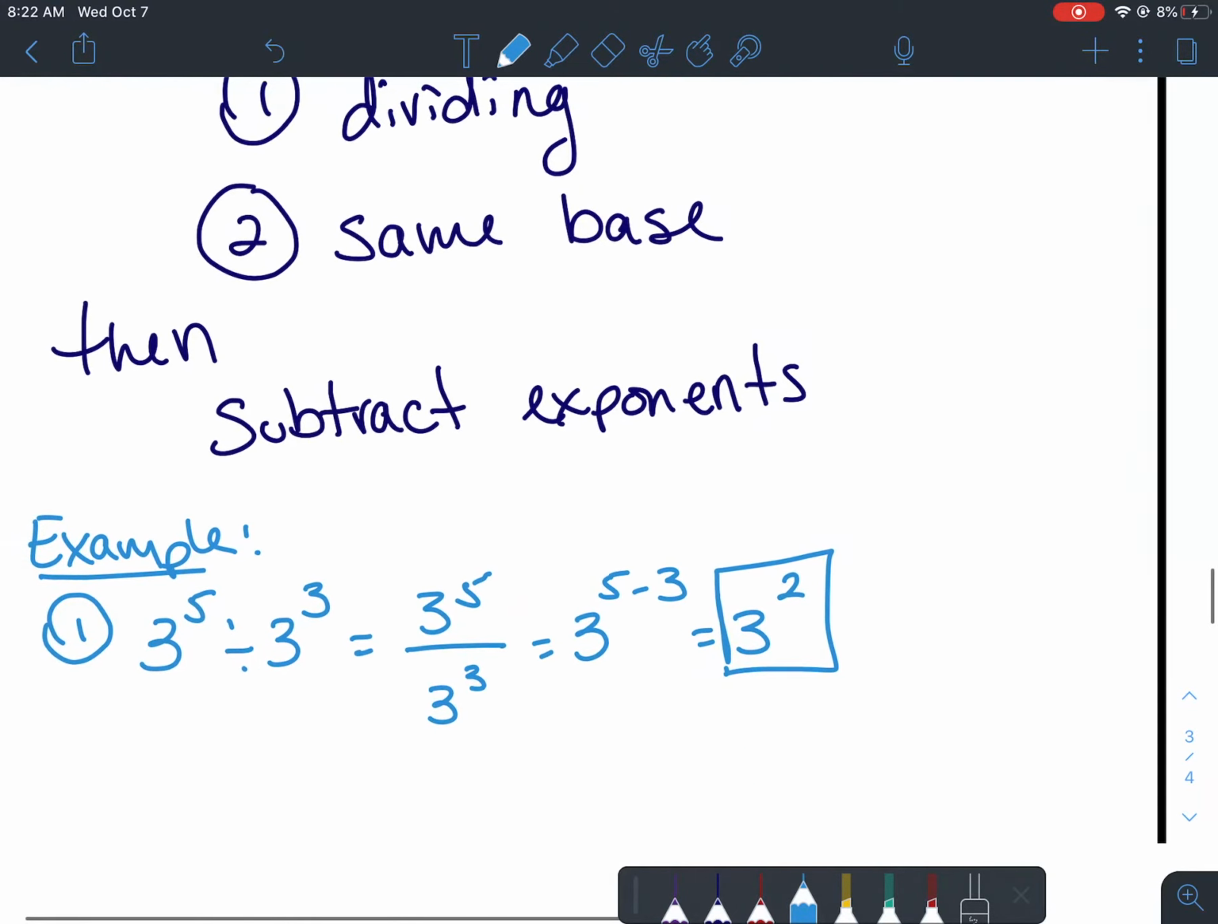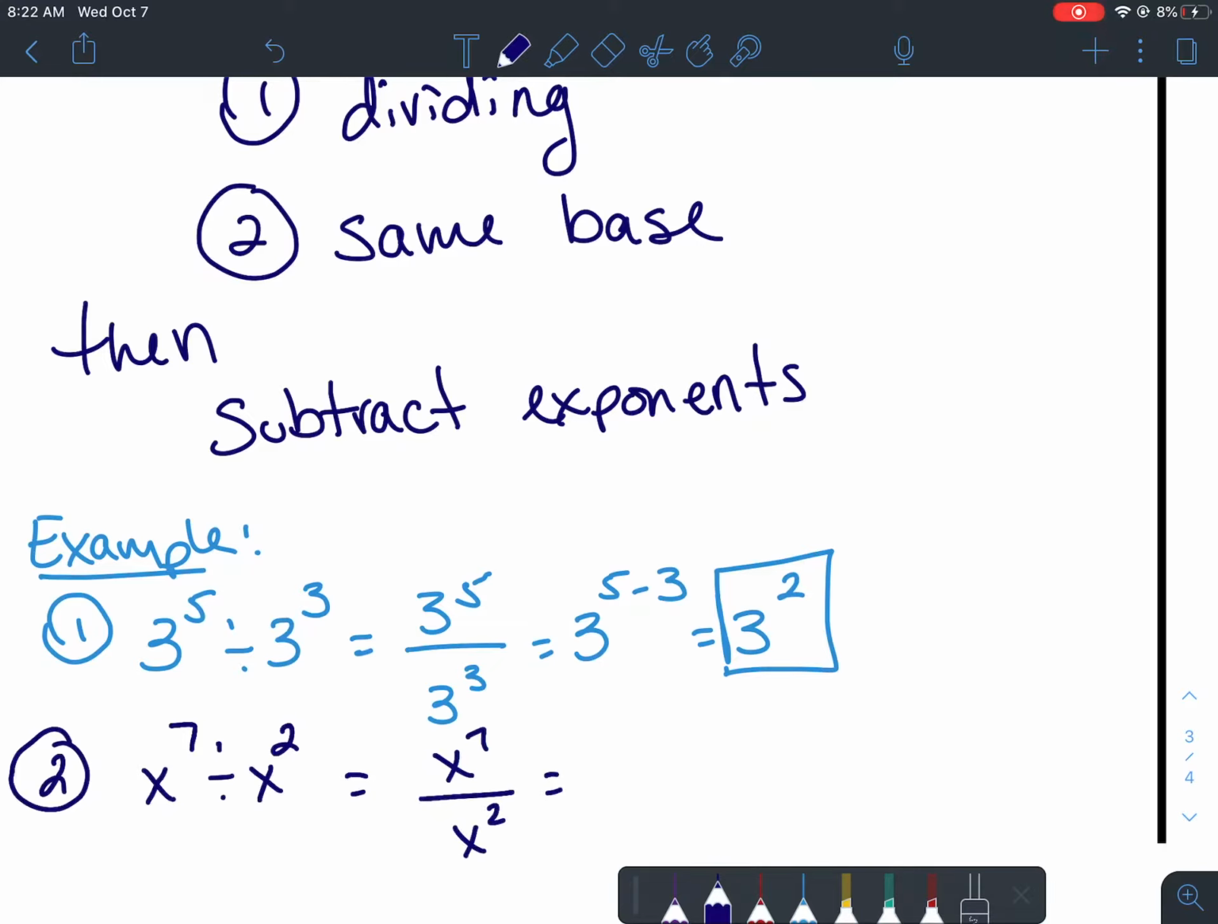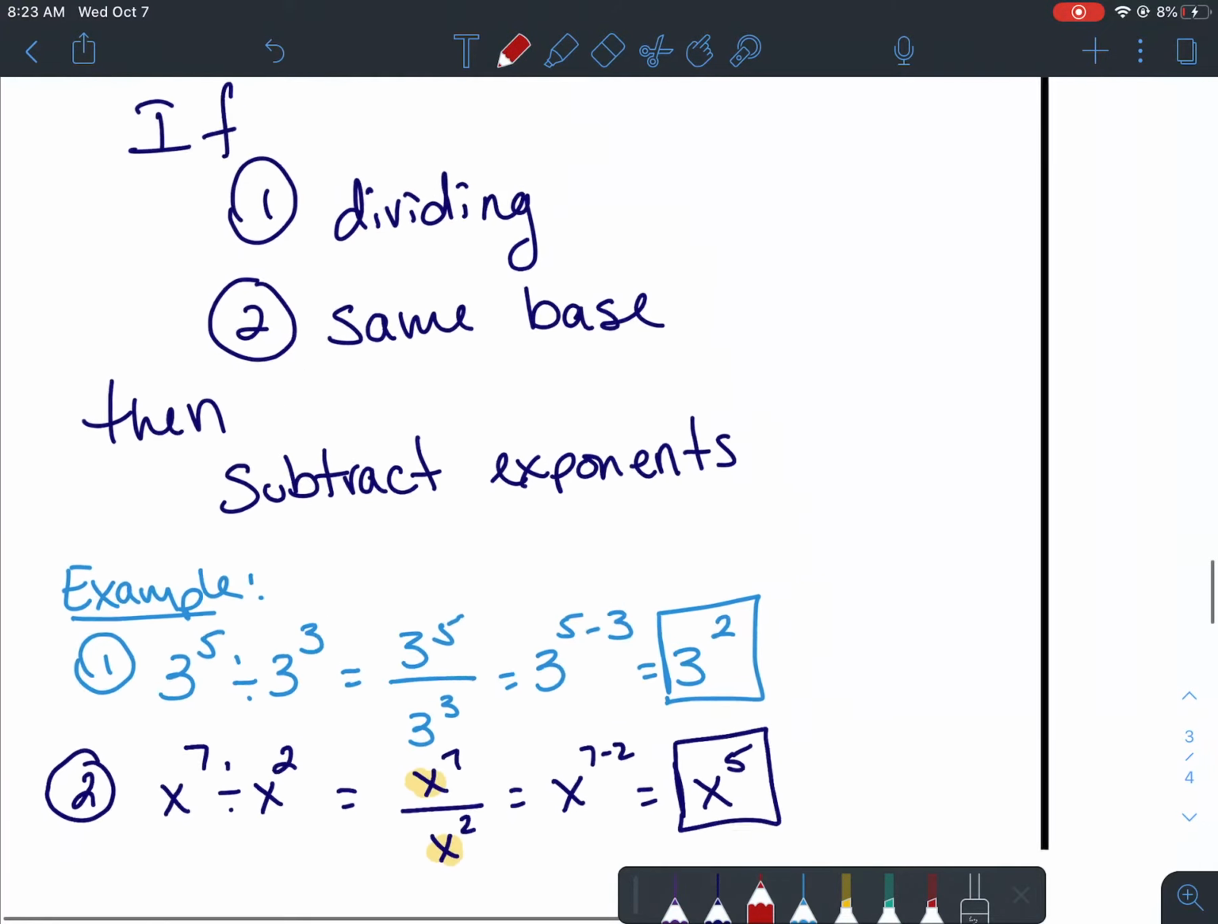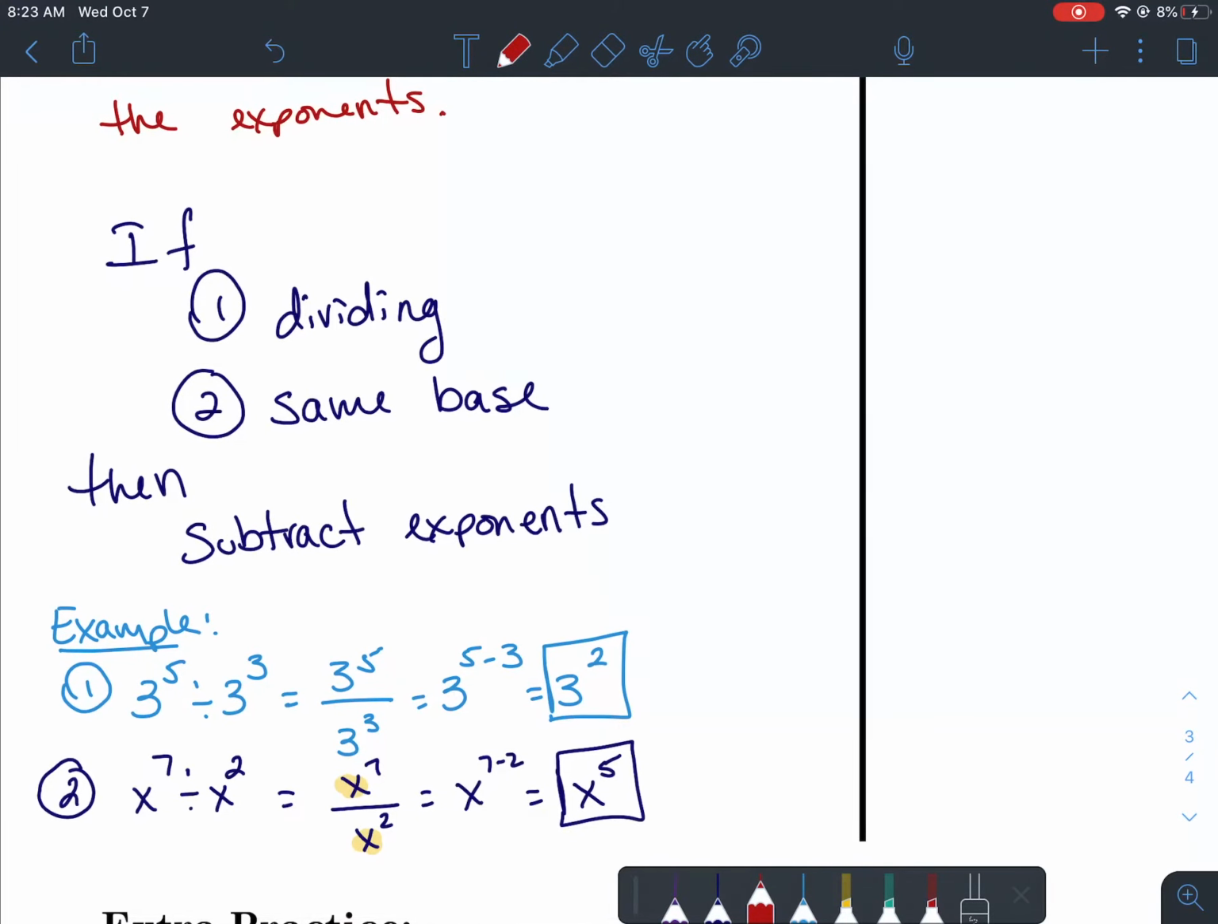We could do the same thing with variables, just as we've done with the product rule. If we have x to the 7th divided by x to the 2nd power, we can write it as a fraction. Since we are dividing and the bases are the same, the bases here being x and x, we can write it as x to the 7 minus 2, which is x to the 5th power. The general rule, we could say, is that x to the a divided by x to the b is the same thing as x to the a minus b.